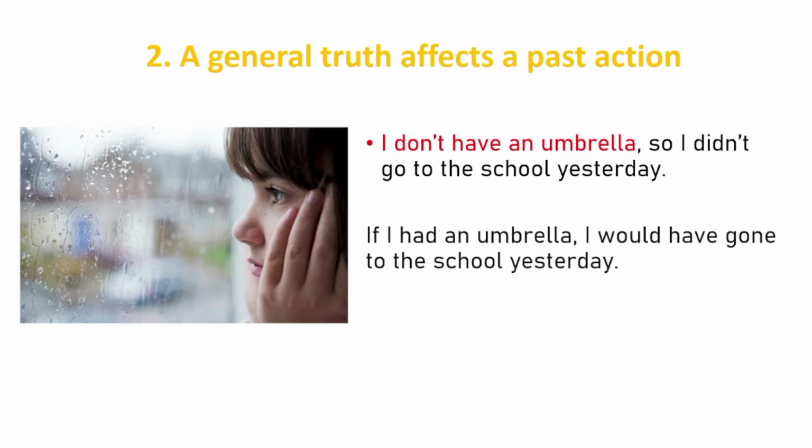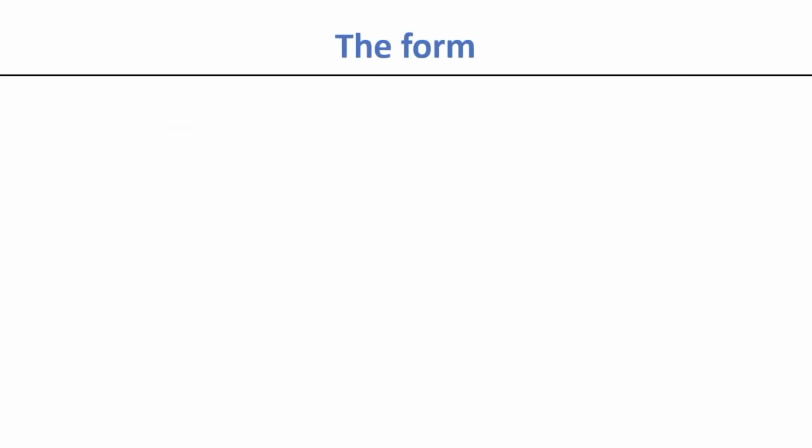This is the mixed conditional sentence: if I had an umbrella, I would have gone to school yesterday. If I had an umbrella, I would have gone to school yesterday. Remember, this is the general truth and this is the past action. The general truth affects the past action. Let's look at more examples, but look at the form first: if plus subject plus verb 2, subject plus would plus have plus verb 3 or past participle.